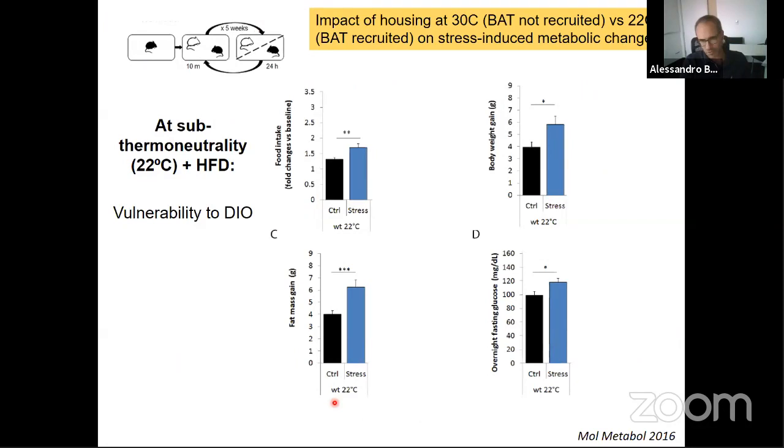And so the first question that we're trying to ask really is, can the housing temperature, keeping in mind that we are using housing temperature here more as a way of testing brown adipose tissue function. So we're going to use 22 Celsius, which is the standard room temperature in which we know the brown adipose tissue is very much recruited in mice, and 30 Celsius as a way of minimizing adaptive thermogenesis and brown adipose tissue recruitment in rodents. And then the animals were exposed to stress for 5 weeks in conditions of high-fat diet.